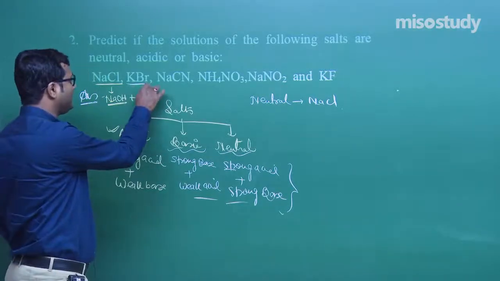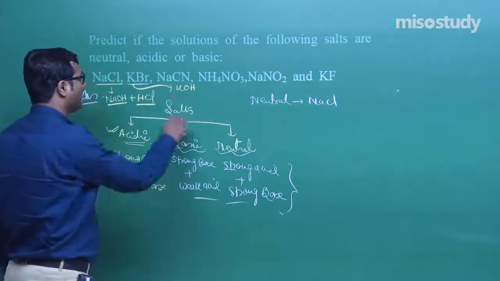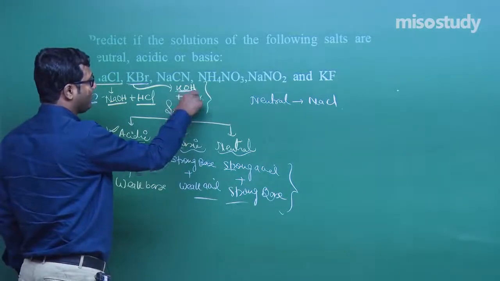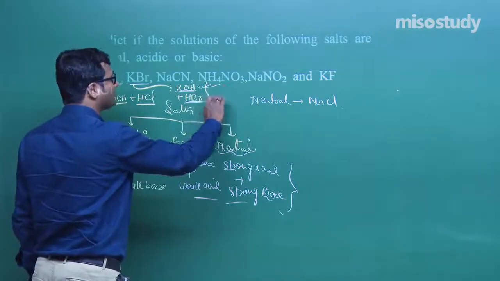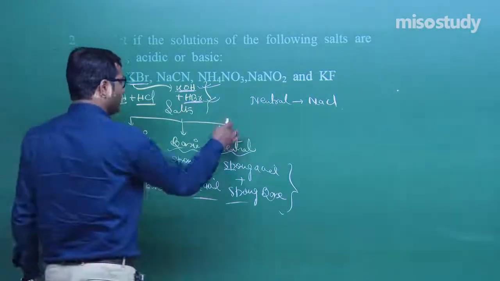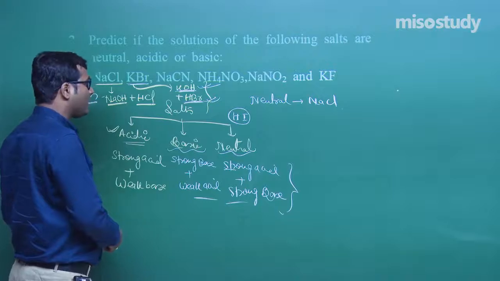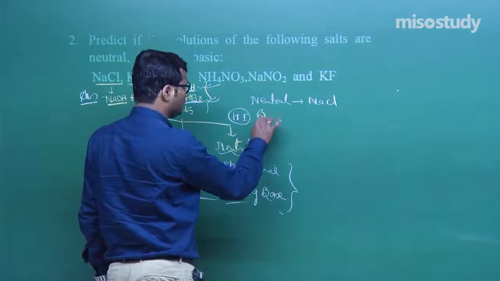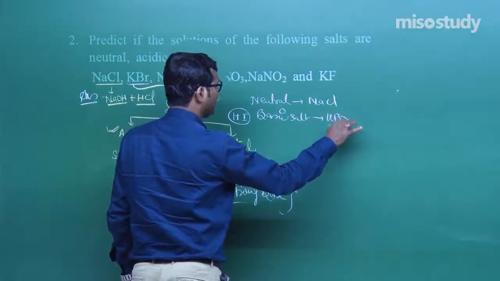Now the next one, KBr. KBr comes from KOH plus HBr. But one more thing I am telling here: in comparison to KOH, HBr is less strong, my friend. That is, this one is strong and this one is weak. In many books it is given that HBr is strong, but HI is strong, not HBr. So in this case this is a strong base, and this salt is a basic salt, KBr.